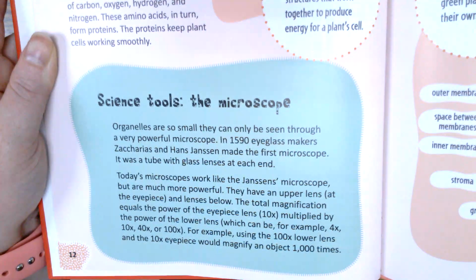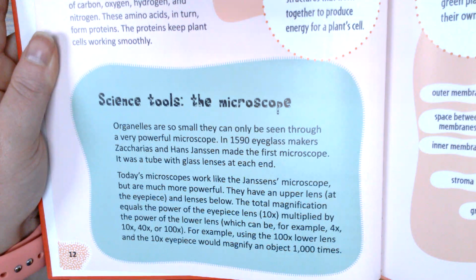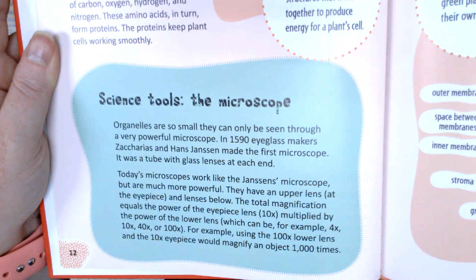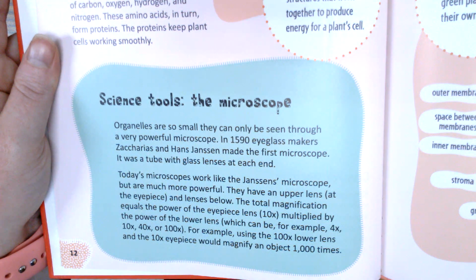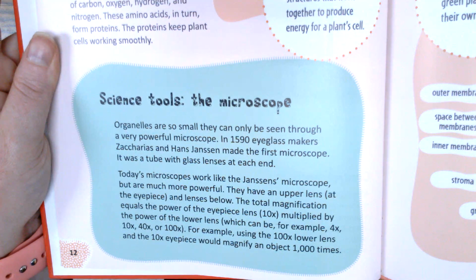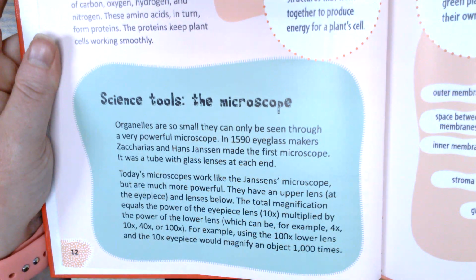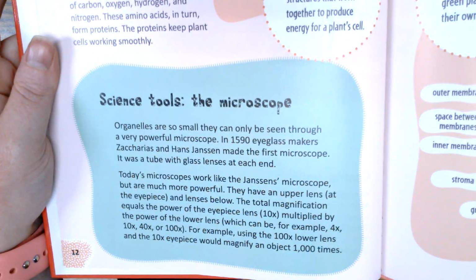Science tools, the microscope. Organelles are so small, they can only be seen through a very powerful microscope. In 1590, eyeglass makers Zacharias and Hans Janssen made the first microscope. It was a tube with glass lenses at each end. If you remember from our animal book, we also read this. Today's microscopes work just like Janssen's microscope, but are much more powerful. They have an upper lens at the eyepiece and lenses below.